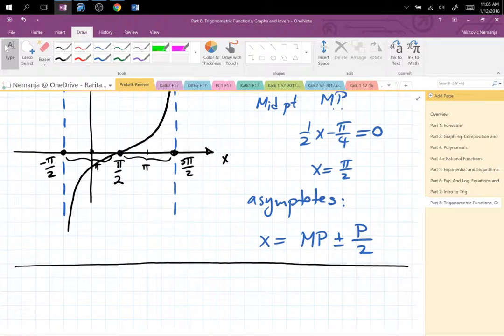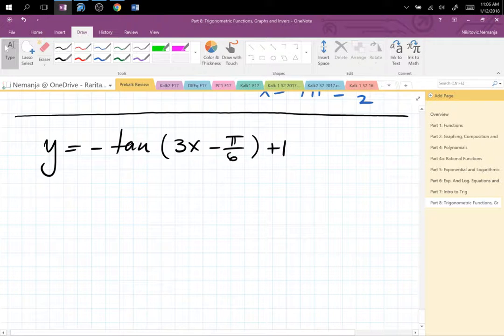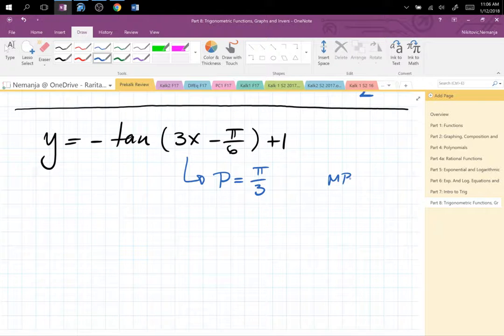Next example would be y equals negative tangent of 3x minus pi over 6, plus 1, just to make it as annoying as possible. I will immediately start with the period calculation. So the period is pi over 3. Great, right? And the midpoint calculation, because you need those. Everything has to start from the midpoint and the green line.